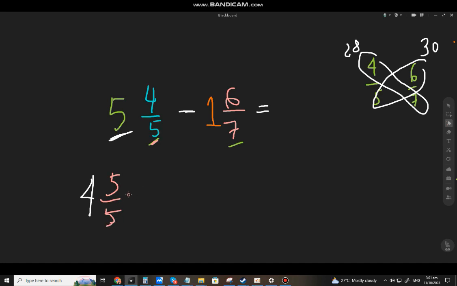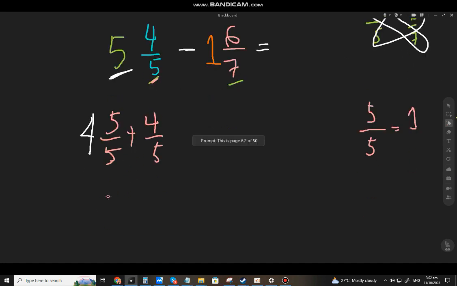Now, we add the 4/5 here. Where did it come from? Again, 5 over 5 is simply 1. And 4 plus 1 is 5. I didn't change the value, I just changed the appearance of the fraction. So we add back 4/5. That will be 4 and 9/5, minus 1 and 6 over 7.